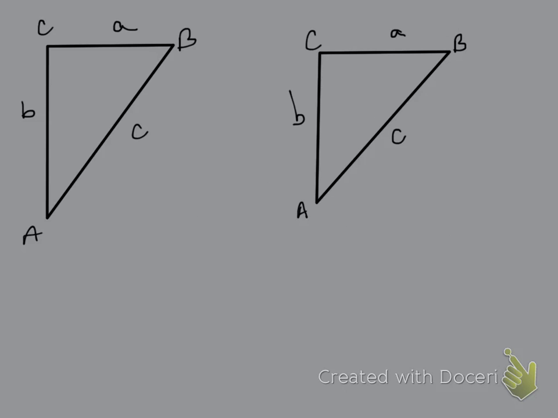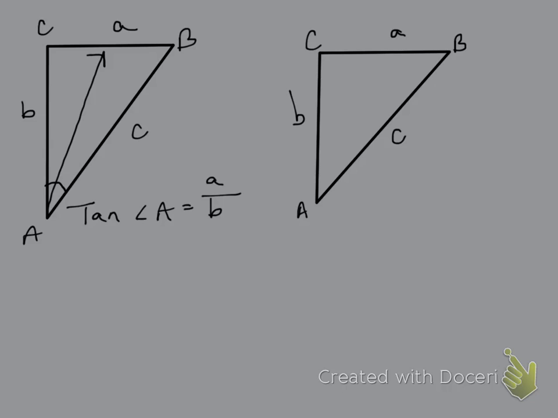Okay, so if we want to get the tangent of angle A, we need to do the opposite. Okay, that's the opposite, a over adjacent. Adjacent is the one right next to it, which is b. So the tangent of angle A is a over b.